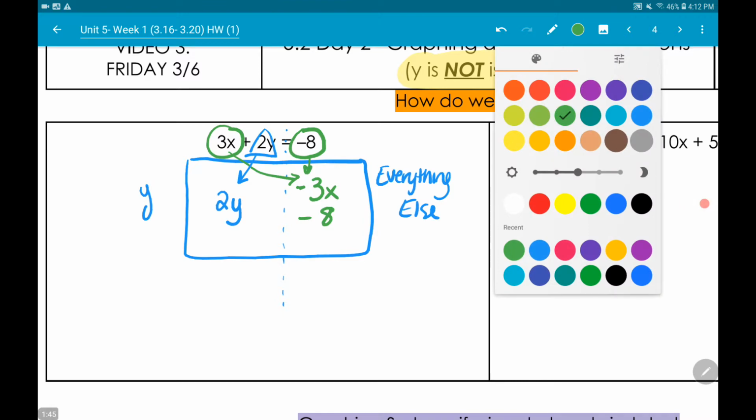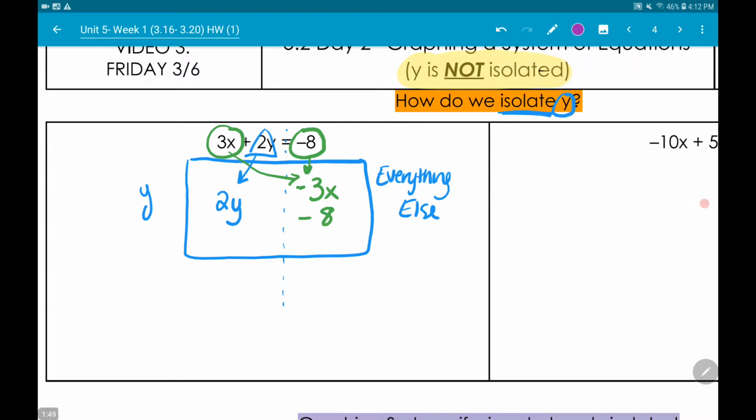All right. Then normally we would combine like terms. But here, there is nothing to combine. Because on this side, I only see 2y. So I bring it down. I'm going to bring down my equal sign. Now over here, we have negative 3x and negative 8. They are not like terms because I see an x and I see a number. They cannot be combined. So this is negative 3x plus negative 8.